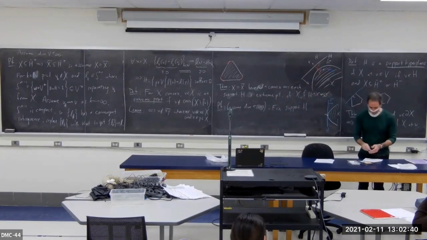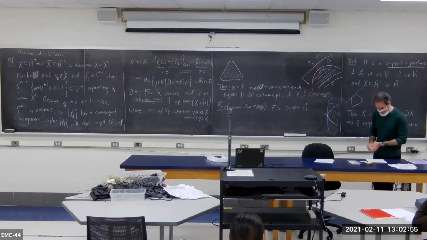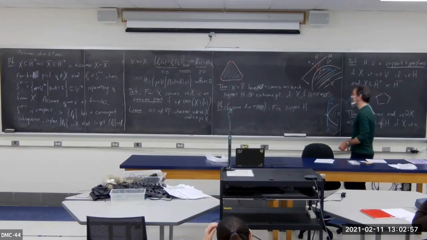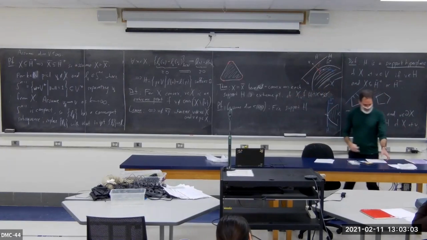Let's leave it like that. I need to decide whether or not I want to make support hyperplanes intersect the closure of X or not. So let's see if H intersect X is not empty. Yeah, I need to decide whether I want to do that. Okay, so we need to show that if the intersection is non-empty, then it contains an extreme point.